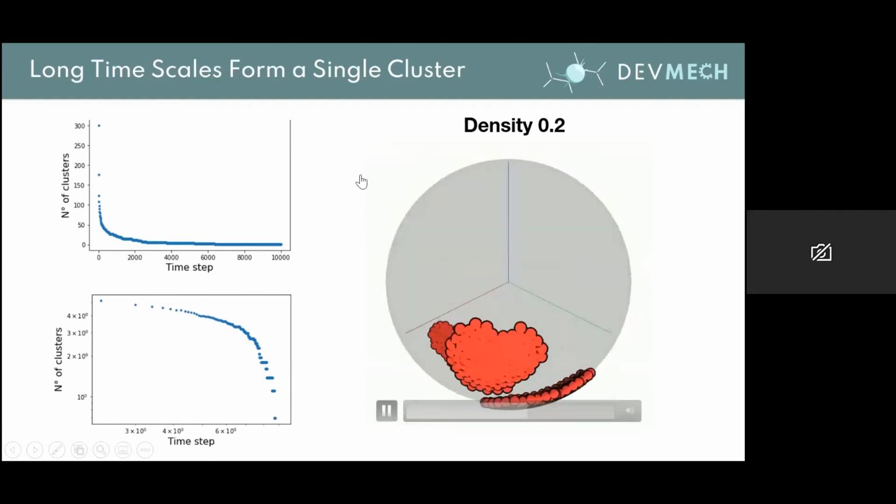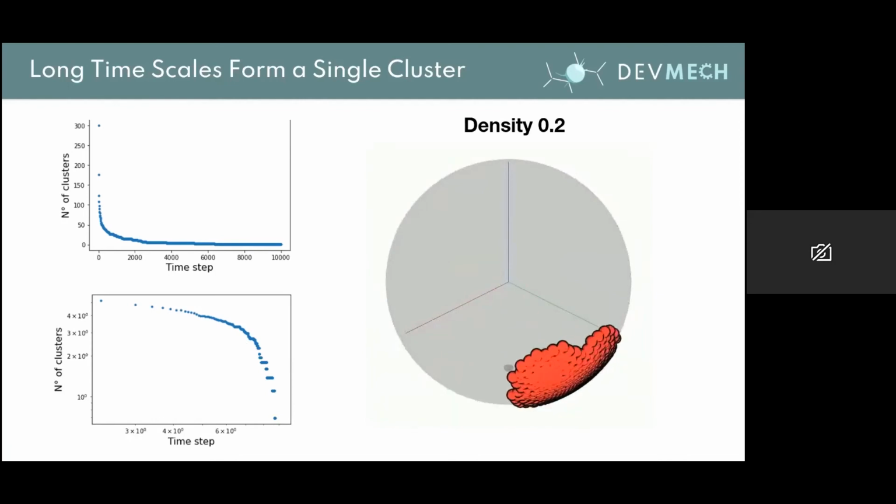And then looking at this video for the density 0.2, which is close to the experimental value, in this case, we do form a single aggregate. And different from the past simulations, the morphological shape of the aggregate is similar to the experimental one.